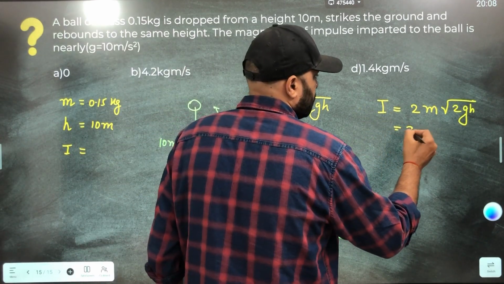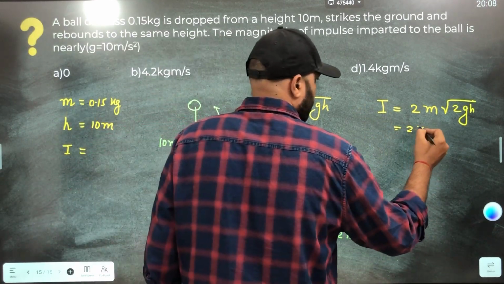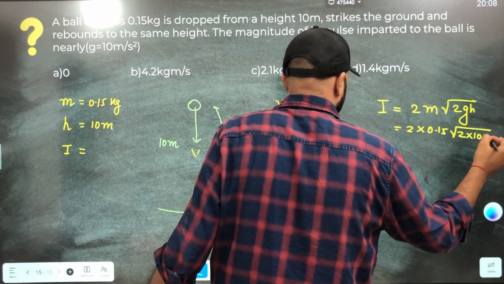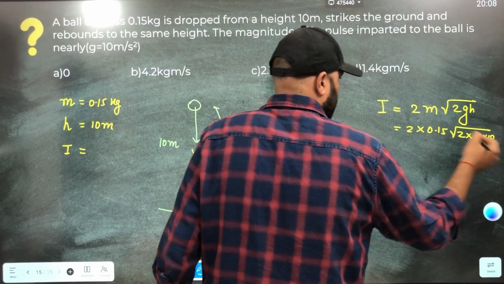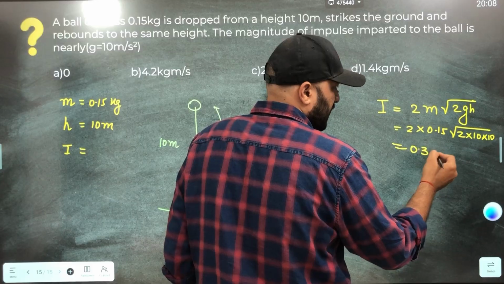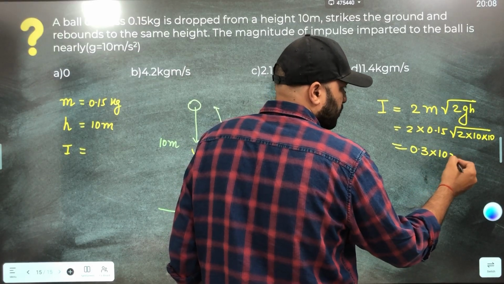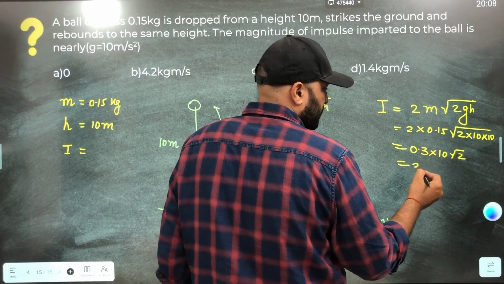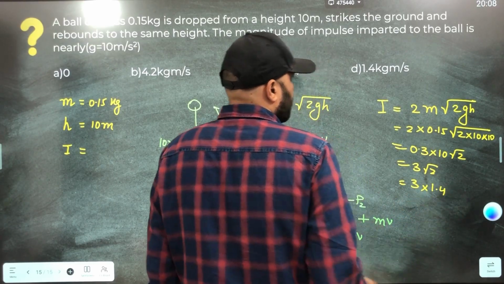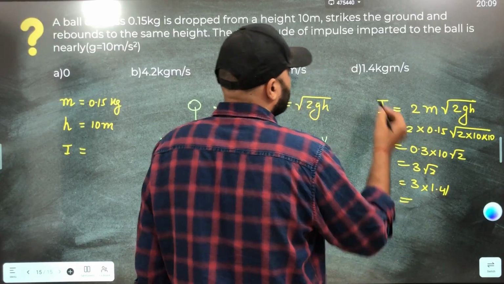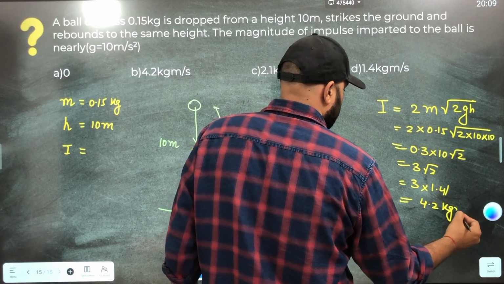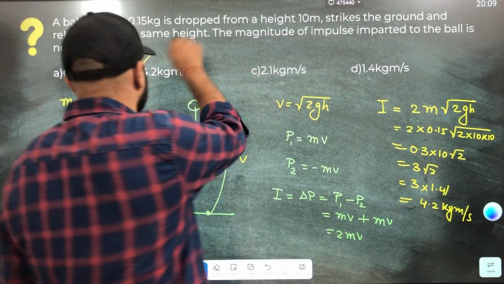Okay, so here it will be 2. What's our mass? It's 0.15, and it will be root under 2 into g. I'm assuming 10, and h here is again 10, right? So this will give us 0.15 into 2, that's 0.3, and 10 coming out, and root 2. 10 into this will be 3 root 2, and 3 root 2 is 3 into 1.41. So that will give you approximately 4.2 kg meter per second. That's our impulse imparted. Clear?